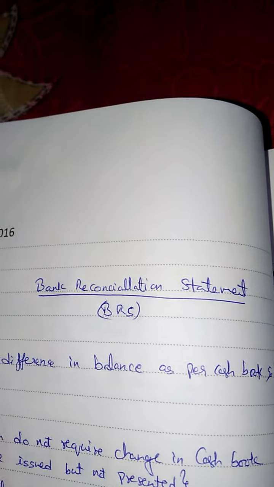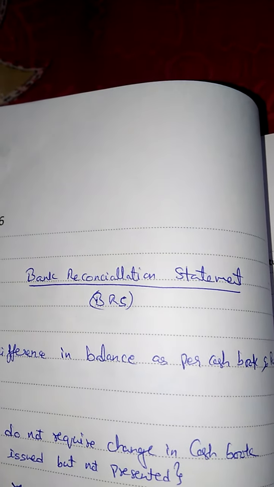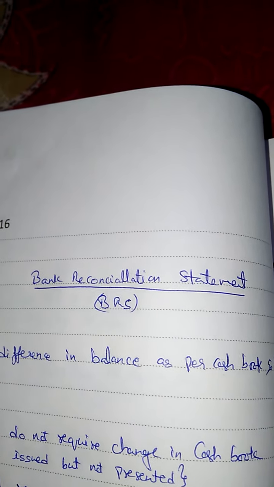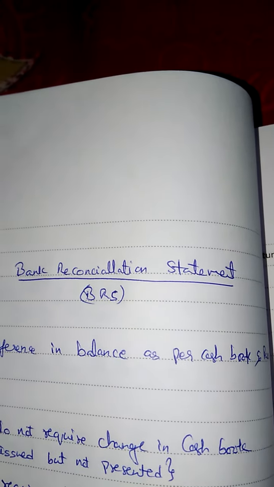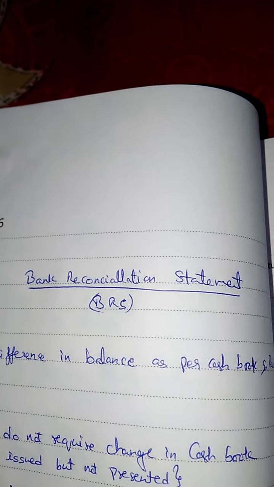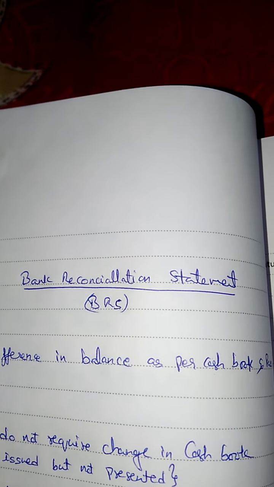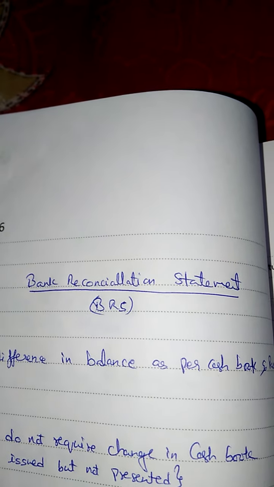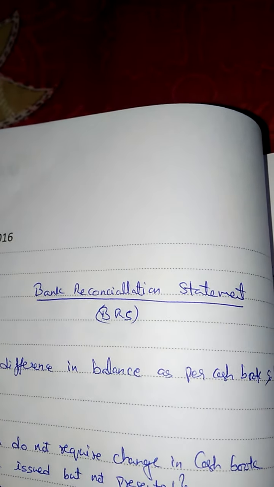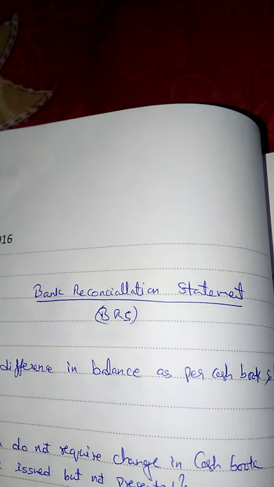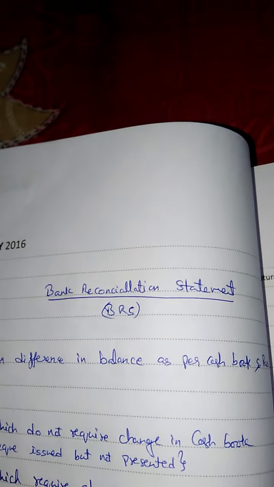So BRS, bank reconciliation statement, is prepared to rectify the difference between the balance as per cash book and the balance as per passbook. Who prepares BRS? The firm. That is, the person who wants to trace out the difference between the cash book balance and passbook balance will prepare the bank reconciliation statement. That is, BRS will be prepared by the accountant or by the firm, not by the banker. Clear?